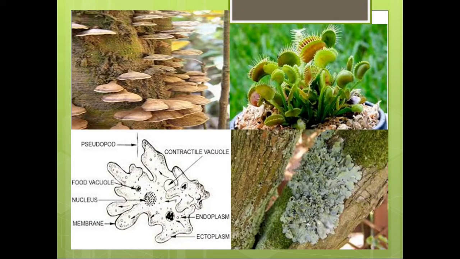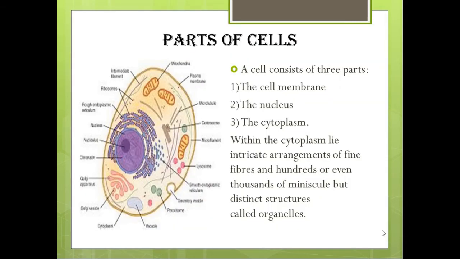Another example is the bacteria living in our body and our body itself. See, these are some images of autotrophic and heterotrophic modes. The first one you can see is the fungus, the second one is Venus flytrap, then the structure of amoeba, and the fourth one is symbiotic association.